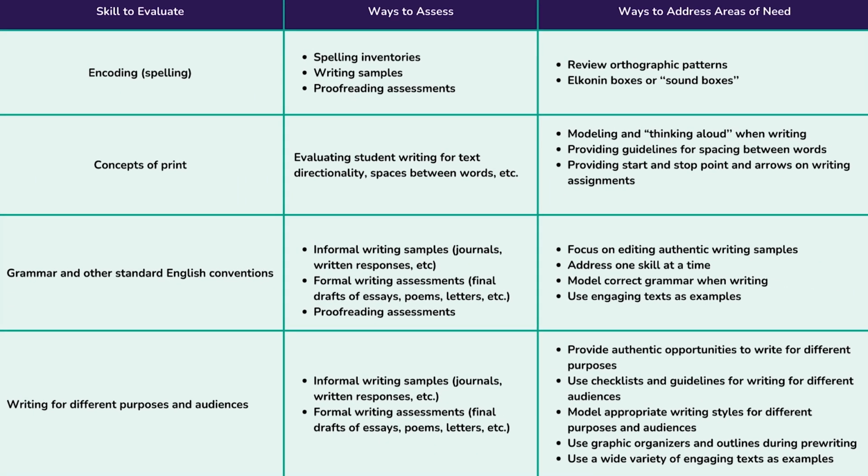Evaluating student writing allows teachers to address many common areas of need, which can be seen in this chart. Take a look at the skills and ways to assess and address them. For example, encoding skills, or spelling, can be assessed through spelling inventories, writing samples, and proofreading assessments. And problems can be addressed through reviewing orthographic patterns, Elkonin boxes, or sound boxes. And that's just one area.